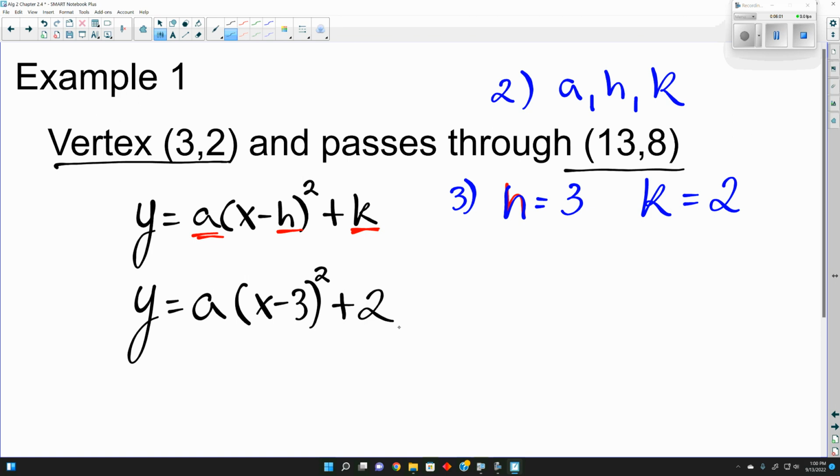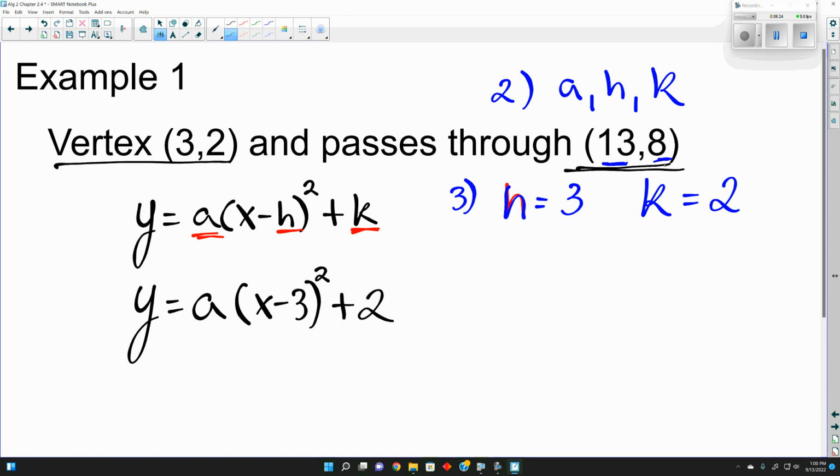So any questions on this so far? We've used the vertex, yes? What's the only thing we haven't used? The point, yes? Because if this is a point on the graph, it means when I plug 13 in for X, 8 is going to come out for Y, yes? If we simplify that side down.